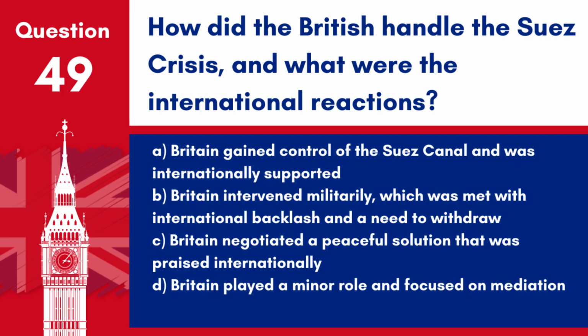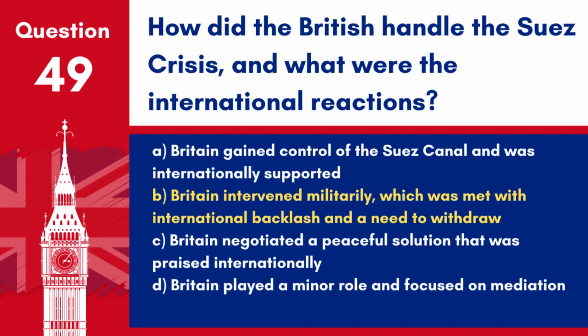Question 49. How did the British handle the Suez crisis, and what were the international reactions? A. Britain gained control of the Suez Canal and was internationally supported. B. Britain intervened militarily, which was met with international backlash and a need to withdraw. C. Britain negotiated a peaceful solution but was praised internationally. D. Britain played a minor role and focused on mediation.